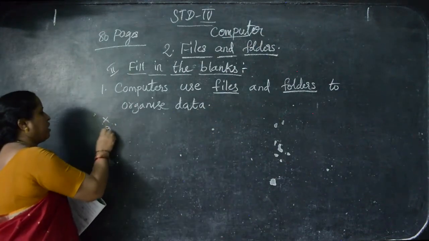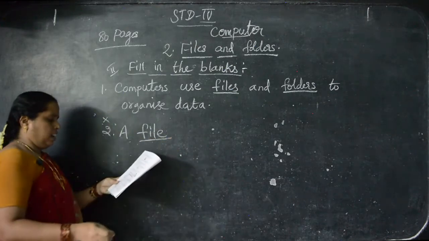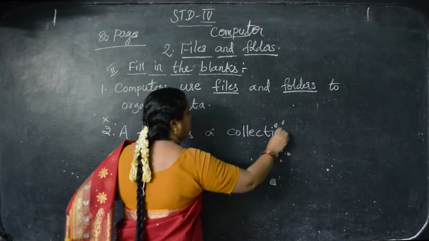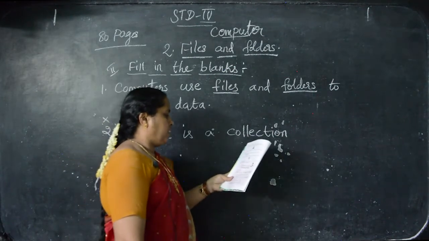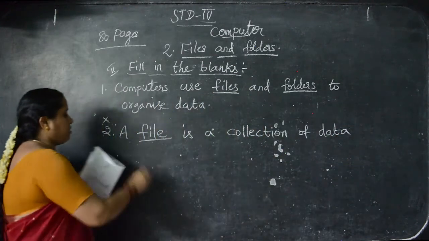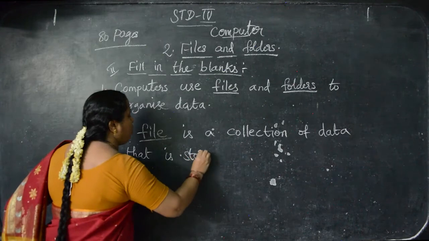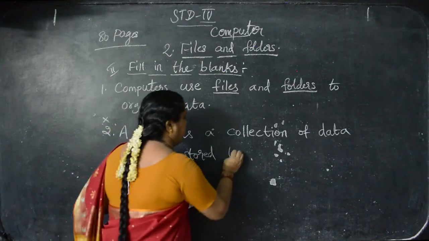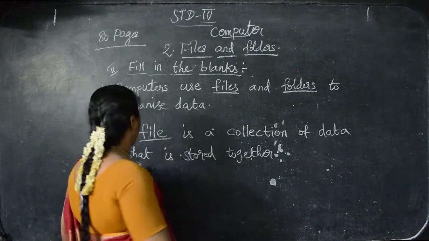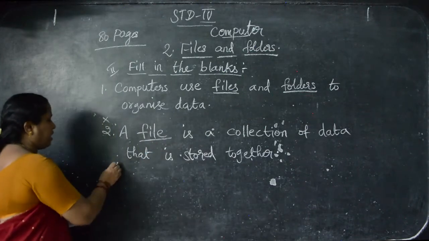Okay, leave one line, children, and write second one. A file, F-I-L-E, file, is a collection, C-O-L-L-E-C-T-I-O-N, of data, D-A-T-A, that is stored, S-T-O-R-E-D, together, T-O-G-E-T-H-E-R, together. A dash is a collection of data that is stored together. So answer is file. Okay, now leave one line and write third one.